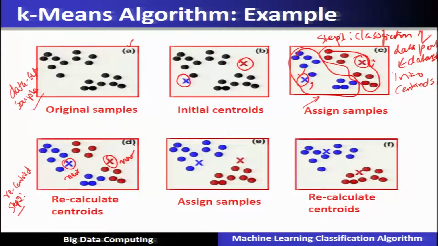And then the iteration repeats for step number 1. Step number 1 will now identify the data points which are closer to this new centroid xi and the data points which are closer to the new centroid xj. Hence, two different clusters or segments are identified.